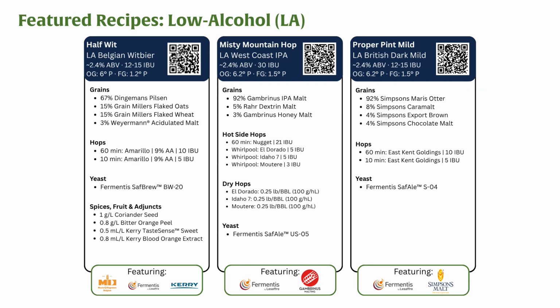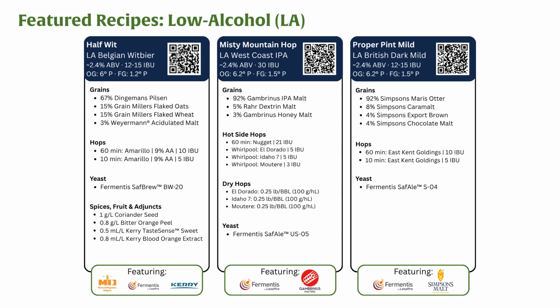All right, and yeah, our last recipe we're going to talk about is the Proper Pint Mild, which is a low-alcohol British dark mild. And this is a recipe from our director of product and portfolio, Aaron Hyde, who did a webinar about a month ago on the low-alcohol space and the opportunity that this market presents. So if anybody missed that, that's on our YouTube channel and linked to from the NABLAB toolkit. So I encourage you to go back and listen to some of the things that Aaron had to say.